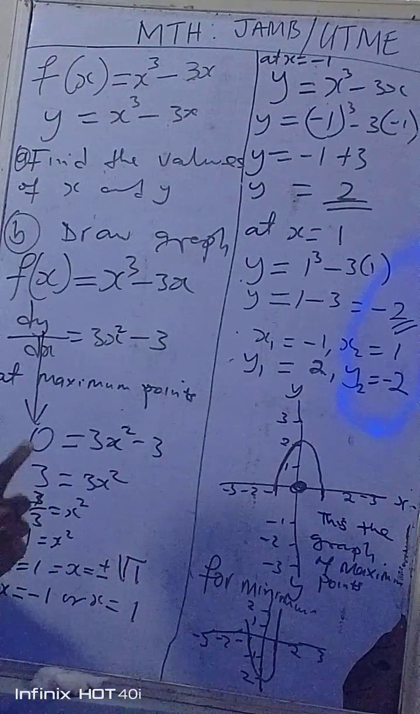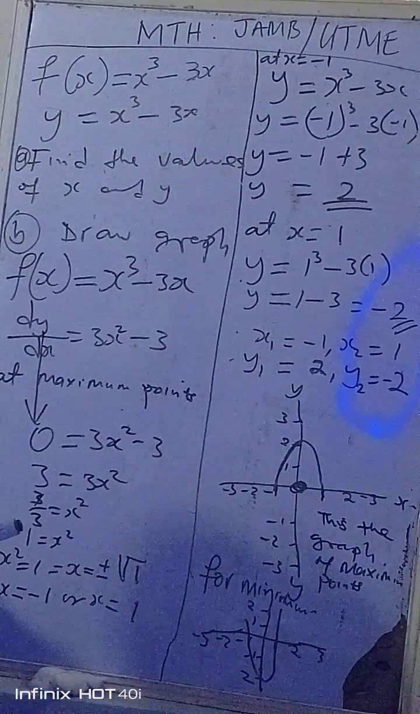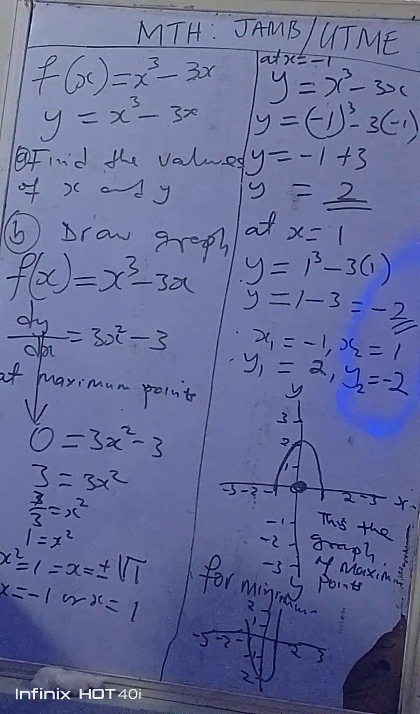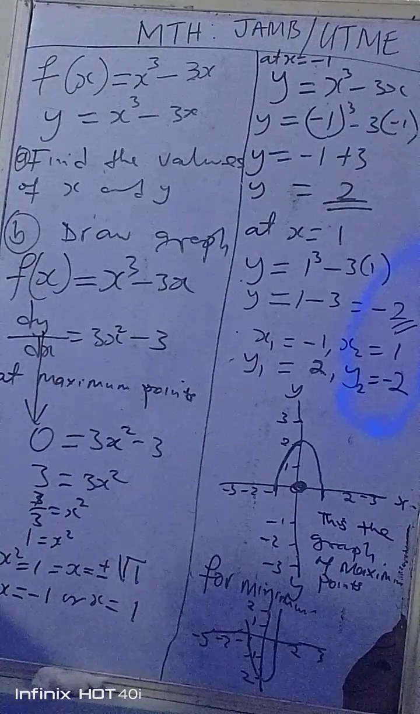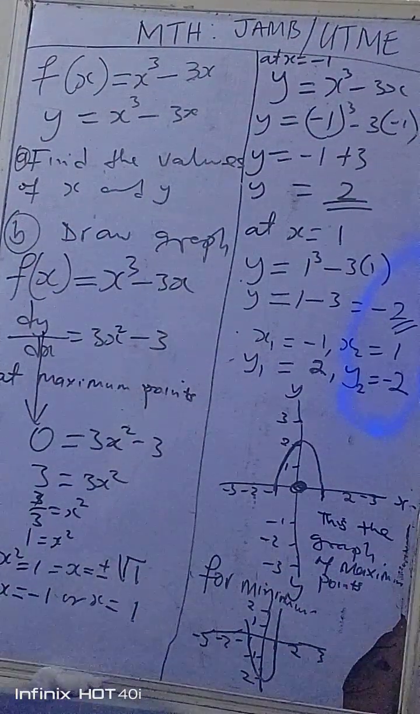Okay? Take note that at maximum point, you know, turning point, dy/dx is always 0, because the object will not be moving. It will be stagnant before it starts dropping again. So that's why dy/dx is equal to what? 0.